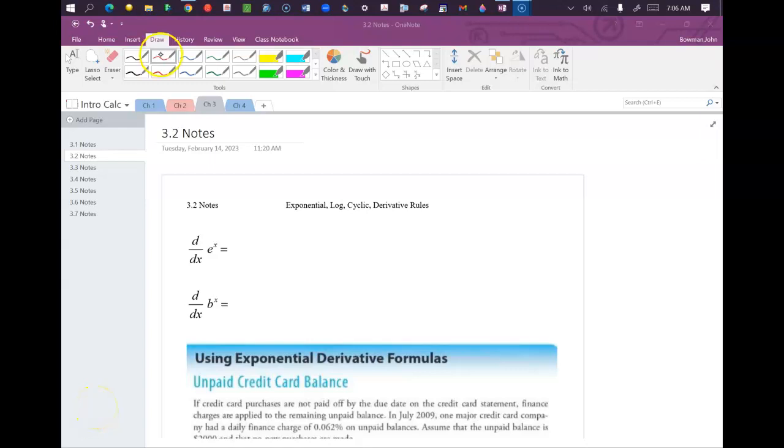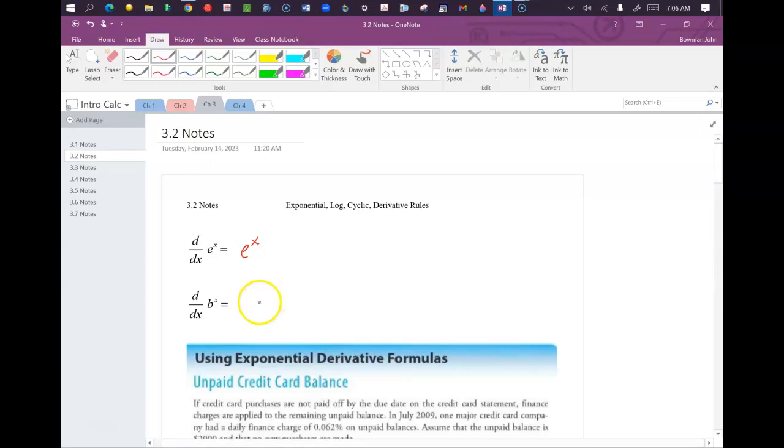Welcome back, everyone. In this second lesson on Chapter 3 on derivative rules, we're going to learn derivatives of exponential functions and cyclic or sinusoidal functions. The first one we're going to talk about is the derivative of e to the x. It may be the simplest derivative rule there is. The derivative of e to the x is e to the x. So if you have an exponential base e, its derivative is e to the x, or itself.